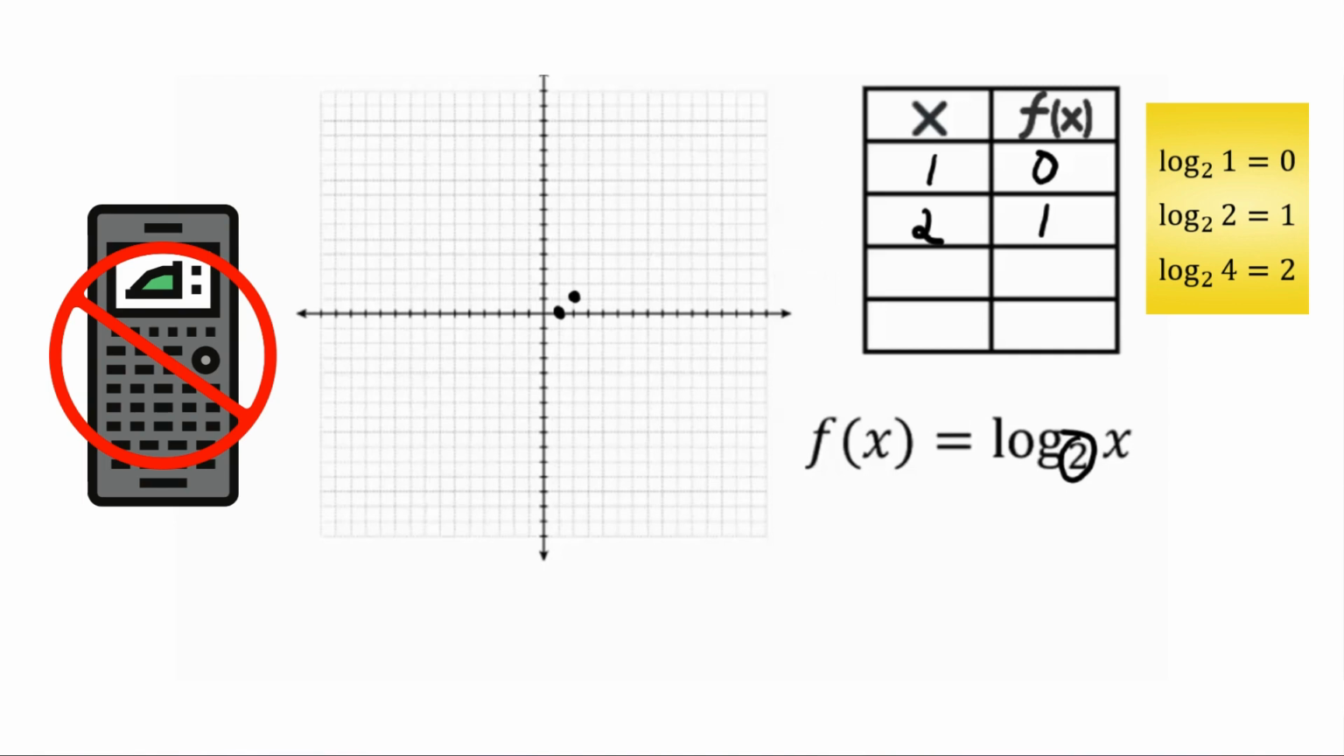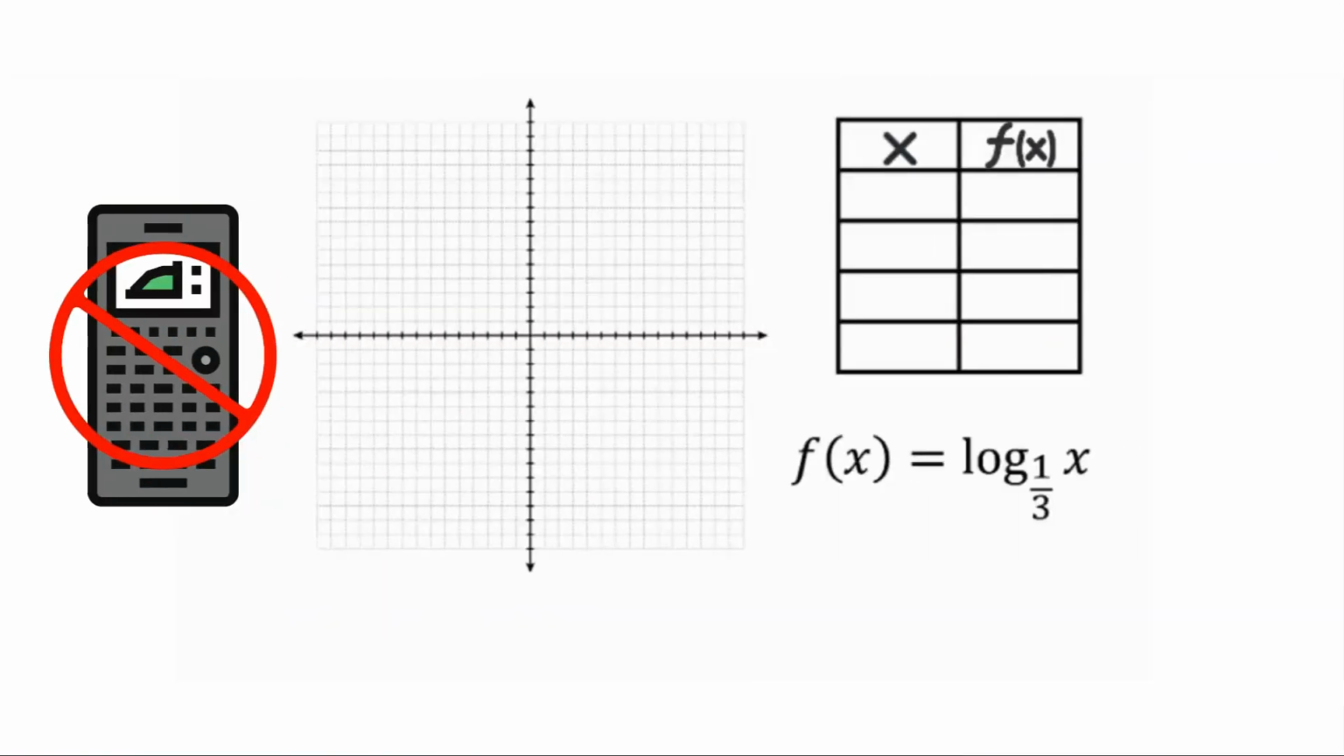And then sticking with that base 2, 2 to the second power is 4. So if we use x equal 4, that means that log base 2 of 4 is equal to 2. So we have 1, 2, 3, 4, (4, 2). We can see we have a vertical asymptote at x equals 0. So we would have our function.